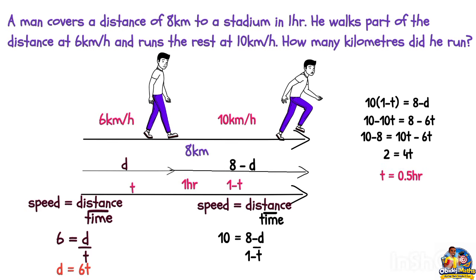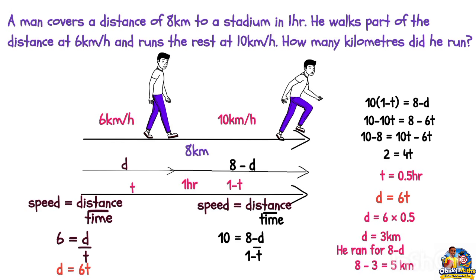So the distance will be 6 times 0.5 when he was walking. That will be 3 kilometers. So if the distance is 3 kilometers when he was walking, then when he was running it will be 8 minus d, which is 8 minus 3, and that is 5 kilometers. So that's the final answer.